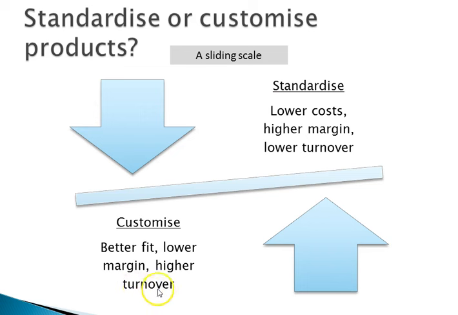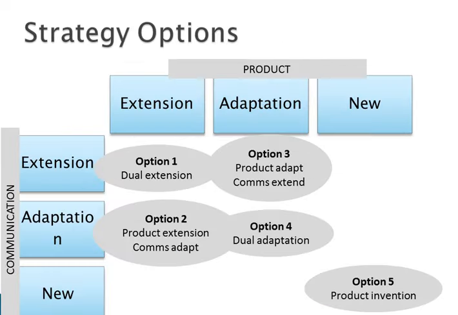Customizing down the bottom here is we are a better fit to the local market, but our margin is going to be lower because per unit cost is going to be a lot higher because we're producing products for one market, which is probably going to be a lot smaller. So what we're relying upon is greater sales volumes to make that profitable for us.